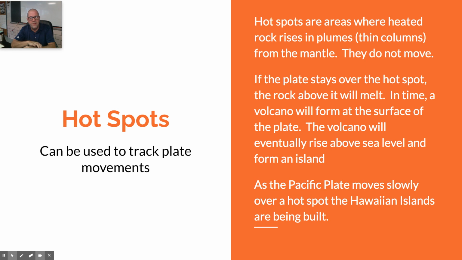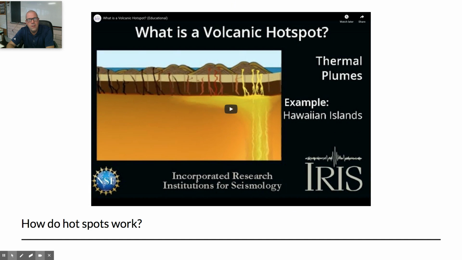The volcano will eventually continue to erupt and erupt until it builds itself up above sea level. And guess what that is? That's an island. All right, an island is nothing more than a large underwater mountain that pokes its head out the top. Okay, so as the Pacific plate moves slowly over a hot spot, the Hawaiian Islands are being built. So the last thing that I want to do is I want to show you here how hotspots work and how we can track plate movements using them.